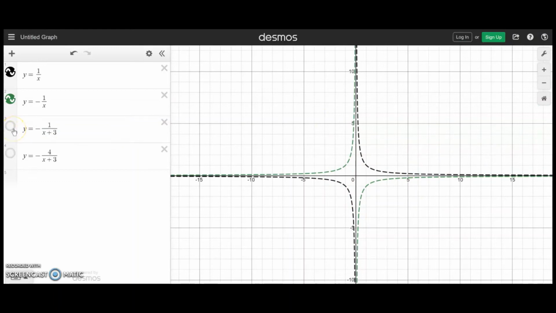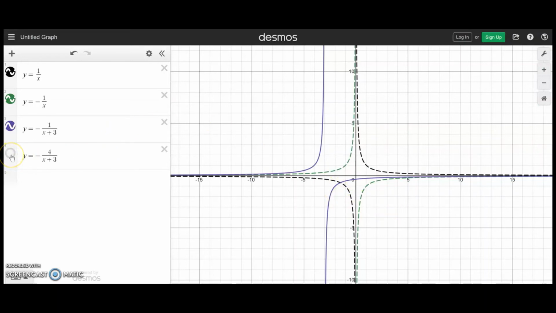Now look what happens when I add 3, because the actual problem that we're going for is negative 4 over x plus 3, but let's just take it one step at a time. So right now we've added the negative. We've taken the parent function and we've put the negative on it, so that reflected it. Then if we add the 3, notice what happens. Look at the green one. From the green to the purple, we shifted over 3 spaces, and that's true on the top and the bottom. Both curves shifted to the left 3 spaces, okay?